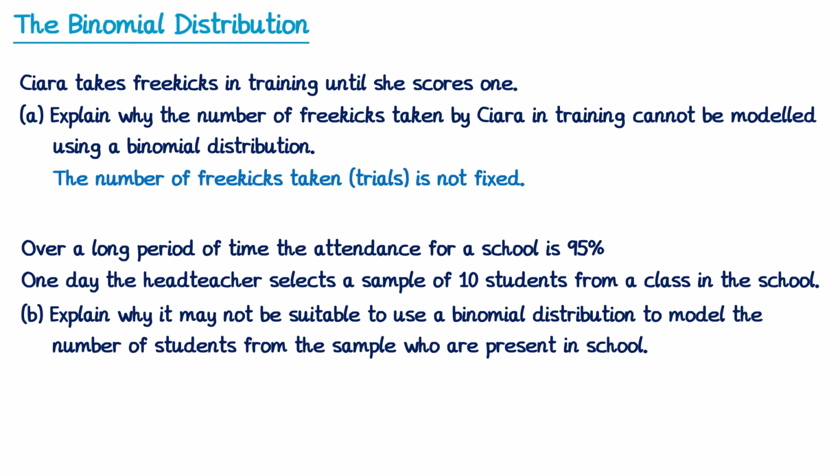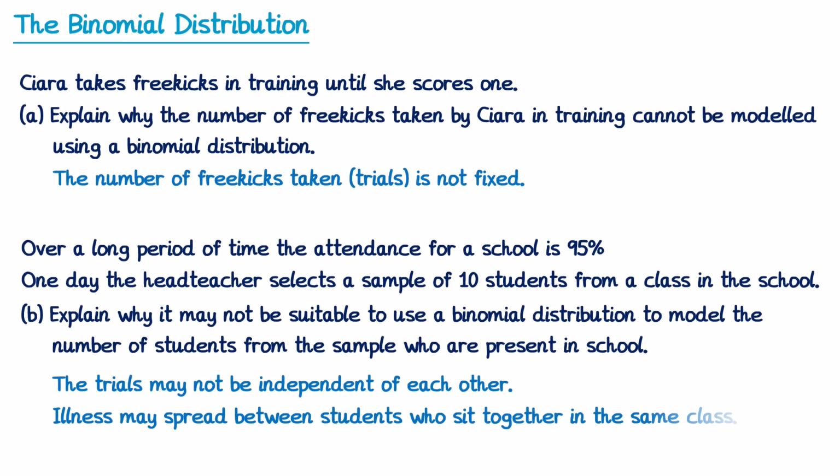But the problem with a question like this is these trials may not be independent, especially since they're taken from a class in the school. For instance, if you're sat next to somebody in class who has a cold, you may not be too surprised to find that you have a cold the following week. So if students are in the same class and one of them is ill, there may be an increased likelihood that the other students in the class are also ill, and this would affect the probability that they're present in school. So for this one, we could say that the trials may not be independent of each other. For example, illnesses may spread between students who sit together in the same class.